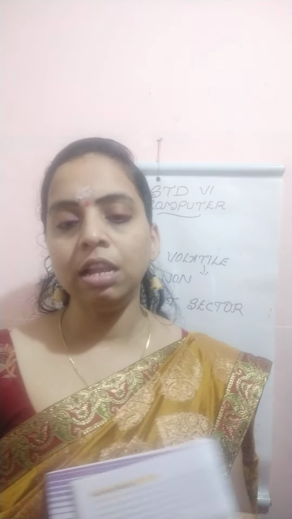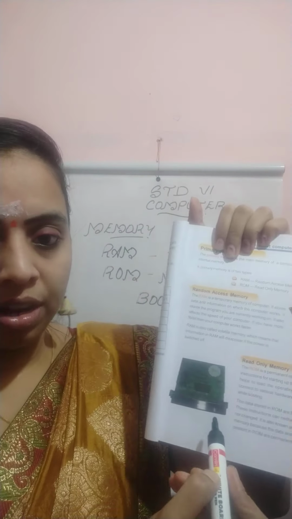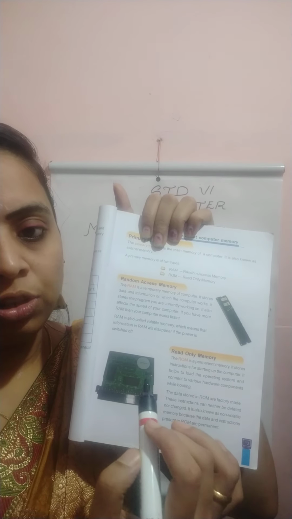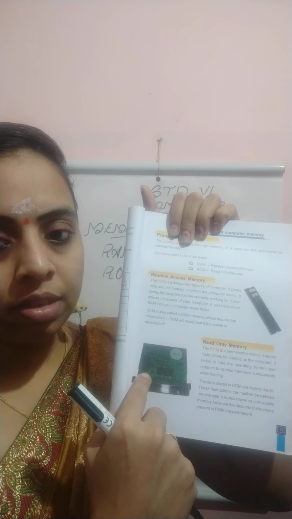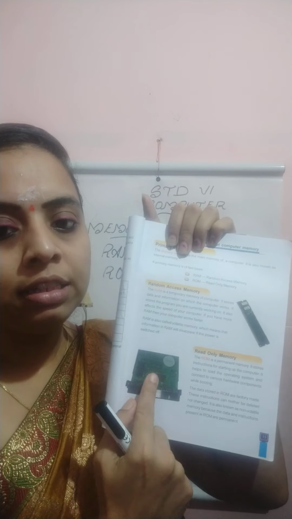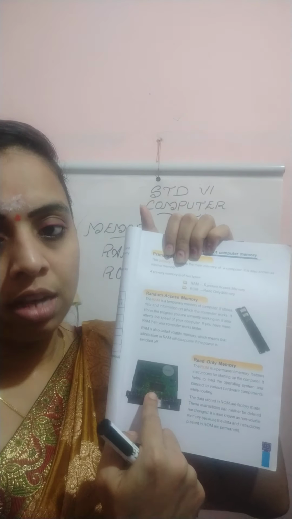Next is secondary memory. You will be familiar with the secondary memory when I tell you about that, or when you see the picture. And one more thing I forgot to tell. See, the picture of RAM and ROM is given in your textbook itself. This is RAM and this is ROM. As I told you, in that motherboard, there will be a slot to fit this. Actually, this will be fitting to that slot. This is RAM and this is ROM.